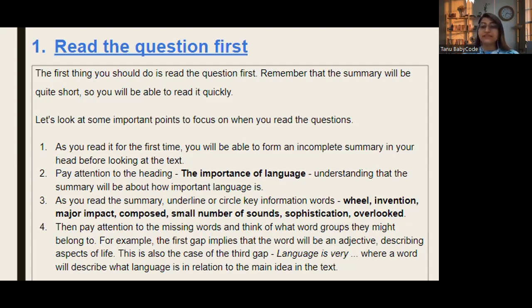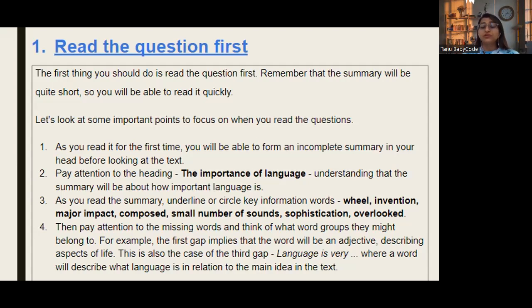Pay attention to the missing words also and think about what groups of words they belong to. For example, the first gap, the word will be an adjective because it describes the aspects of life. So what thing describes the aspects of life?